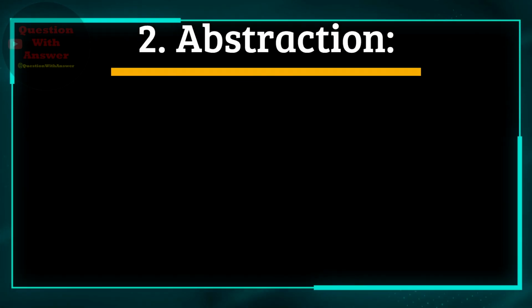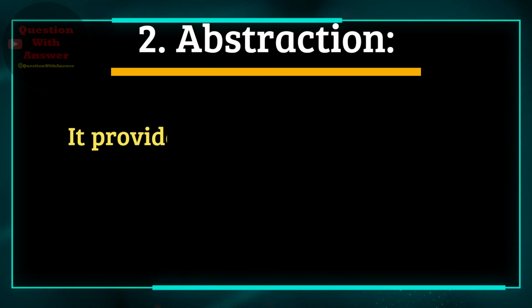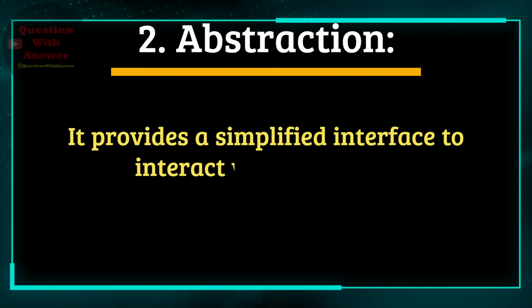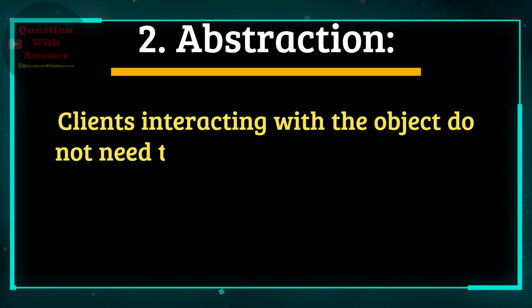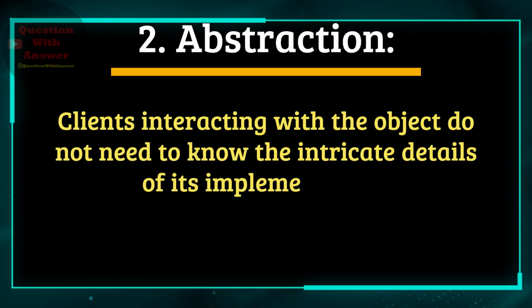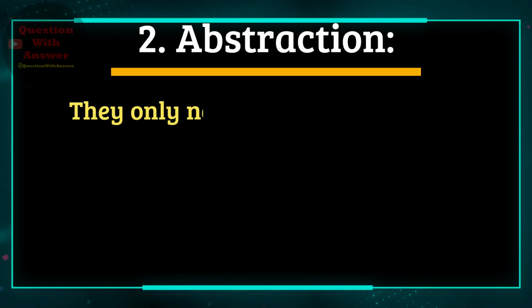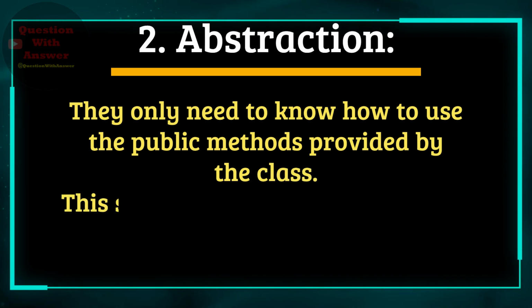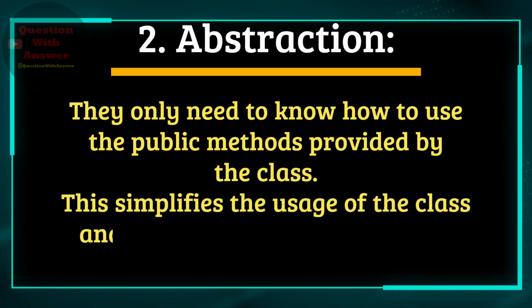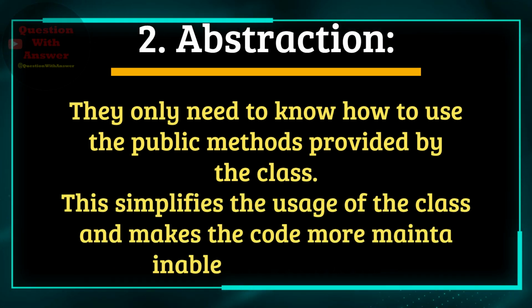2. Abstraction. It provides a simplified interface to interact with an object. Clients interacting with the object do not need to know the intricate details of its implementation. They only need to know how to use the public methods provided by the class. This simplifies the usage of the class and makes the code more maintainable and reusable.